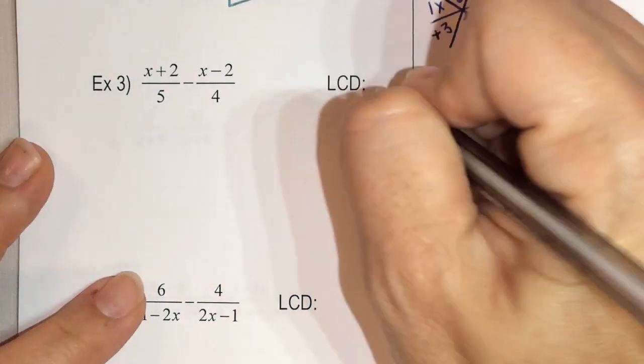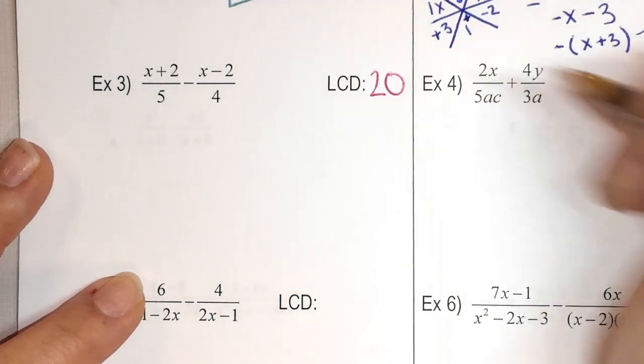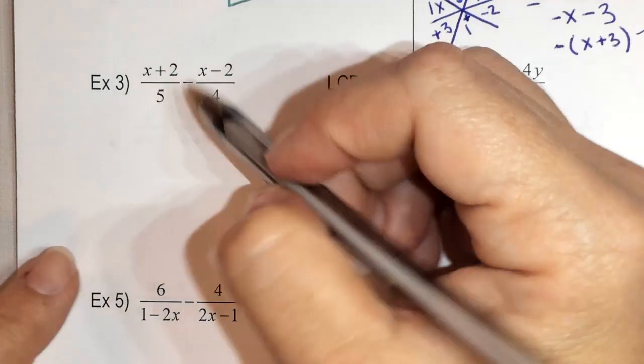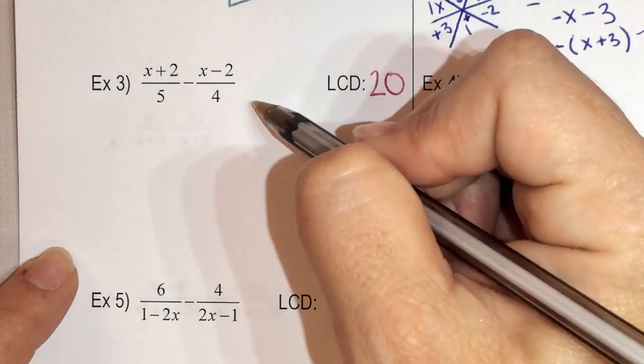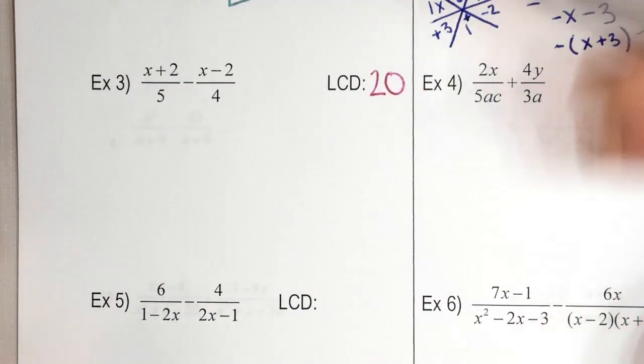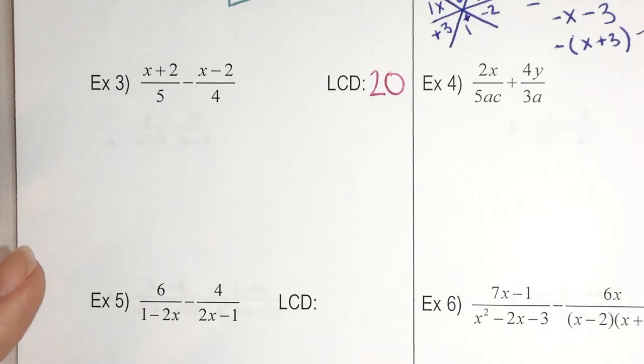20. Okay, now, this doesn't always give you your least common denominator, but it will always give you a common denominator. You can multiply them by each other. Well, what's 5 times 4? 20. In this case, it is the least common denominator, so it's fine. But that will always give you a common denominator, and it will always work if you can't figure it out. Does that make sense? Okay.